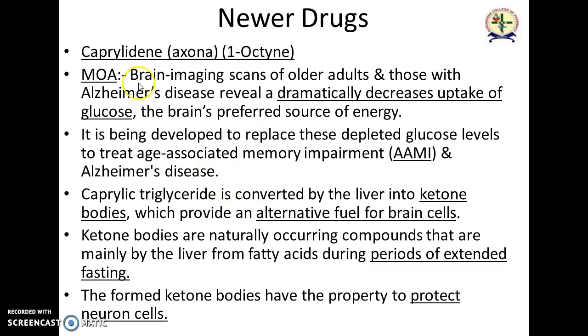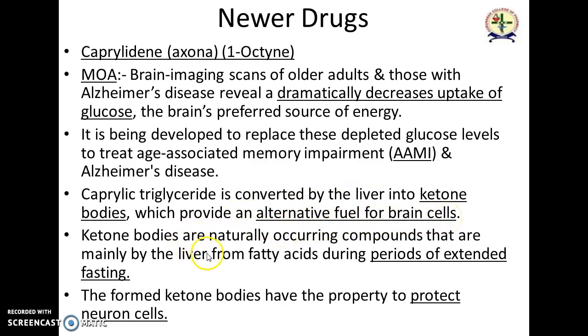One more newer example I have put for you is caprylidene, which is also called Axona. Its mechanism is that brain imaging scans in older patients show a dramatically decreased uptake of glucose, and we already know that the brain requires glucose for energy. So to replace these depleted glucose levels in Alzheimer's disease, this caprylic triglyceride is given to the patient, and this caprylic triglyceride is converted in the liver into ketone bodies. We already know that ketone bodies are an alternate fuel for brain cells.